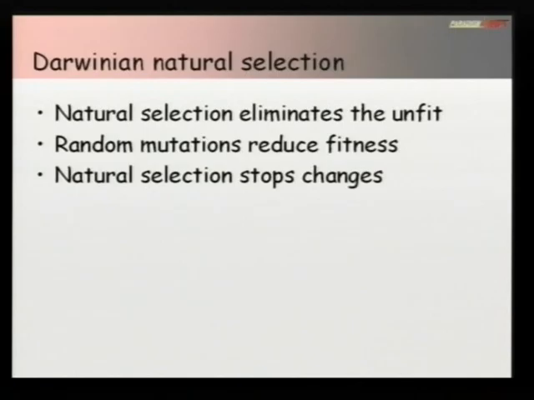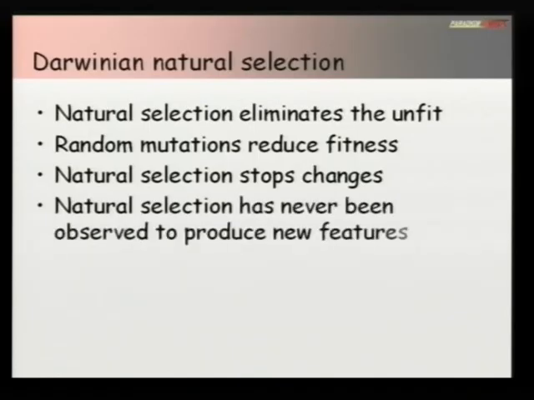Natural selection eliminates the unfit. If you're not fit to survive, you get eliminated in a natural world. When we talk about human beings, of course, we protect our weaker members so they don't get wiped out. But if you're a moth living on a tree, it's nature red in tooth and claw. Natural selection will eliminate the unfit. Only the strongest and the best adapted will survive, and we have no problem with that. But random mutations reduce fitness generally. Not always, but generally. And of course, natural selection, eliminating the unfit, will tend to stop changes.